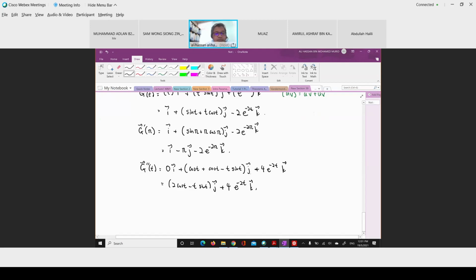And of course, you can differentiate this again to get third derivatives and so on. So that's how we differentiate a vector function. We differentiate component by component.